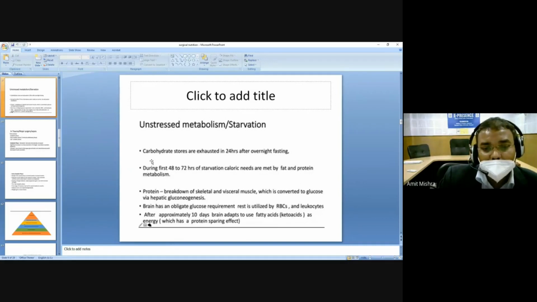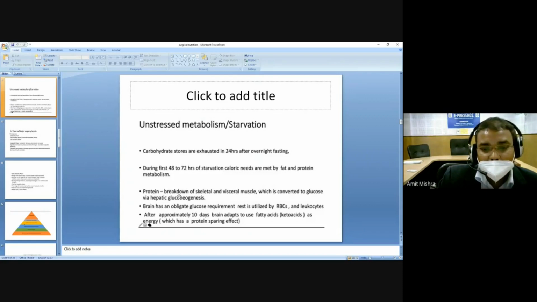So after this period is over, where the carbohydrate stores are depleted, the body's caloric requirement is met by fat and protein digestion. Basically, before 24 hours it's the carbohydrate, and after 24 hours, between 48 to 70 hours, this is met by the digestion of fat and protein.